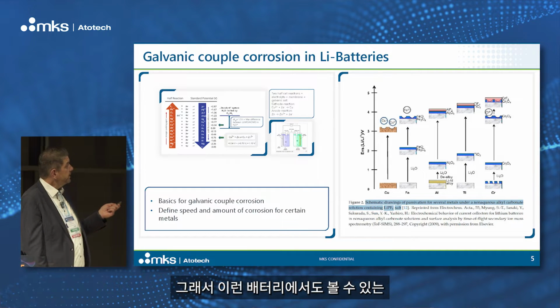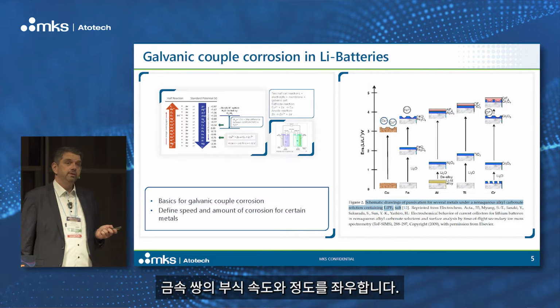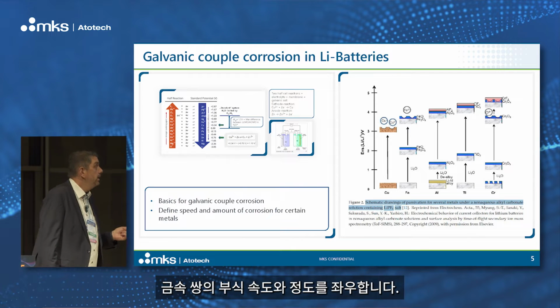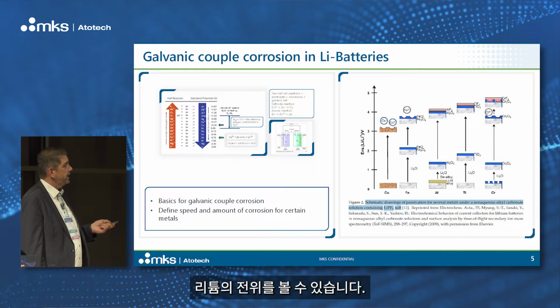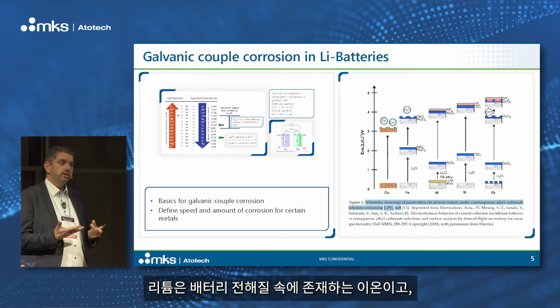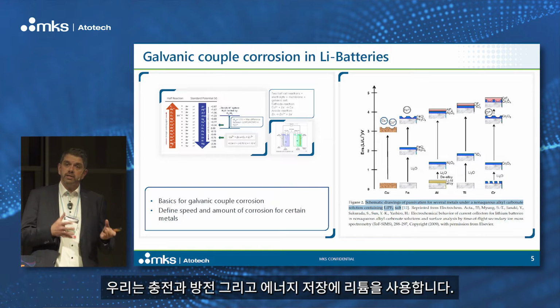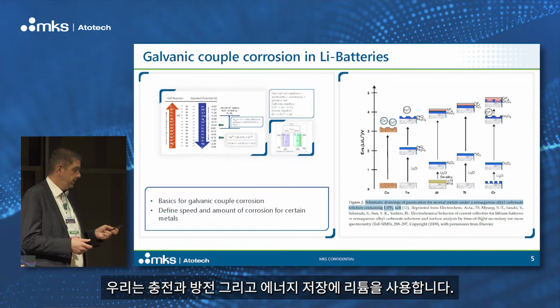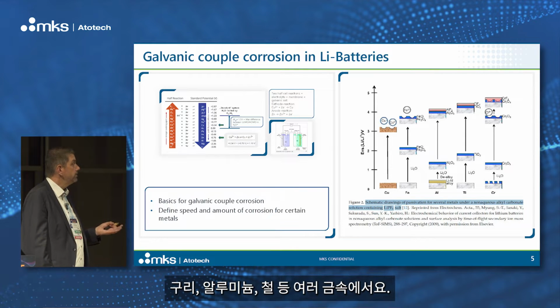So these couples, which we may face in the battery, will determine the speed and the amount of corrosion. And then on the other side, in the second picture, you see the potential of lithium, which is the ion in the battery electrolyte, because we use lithium to charge, discharge, and keep the energy in the battery. And there we see how this potential of lithium is in conjunction with several different metals: copper, aluminum, iron, and so on.